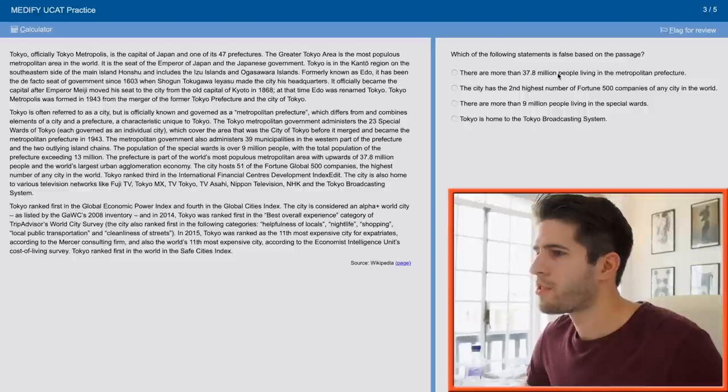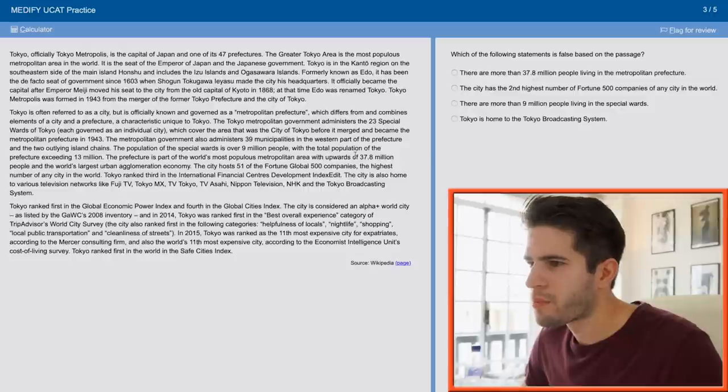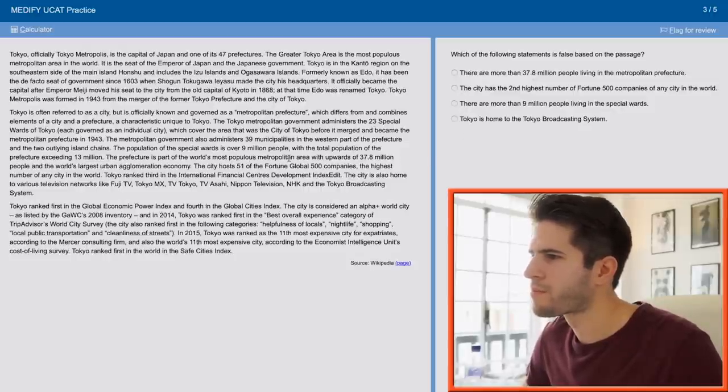Which of the following statements is false based on the passage? There are more than 37.8 million people living in the metropolitan prefecture. So the population is over 9 million, total population exceeding 13 million. Prefecture is part of the world's most populous metropolitan area, upwards of 37.8 million. So there are more than 37.8 million people living in the metropolitan prefecture. The prefecture is part of the world's most populous metropolitan area. I don't know if we can know that for sure.